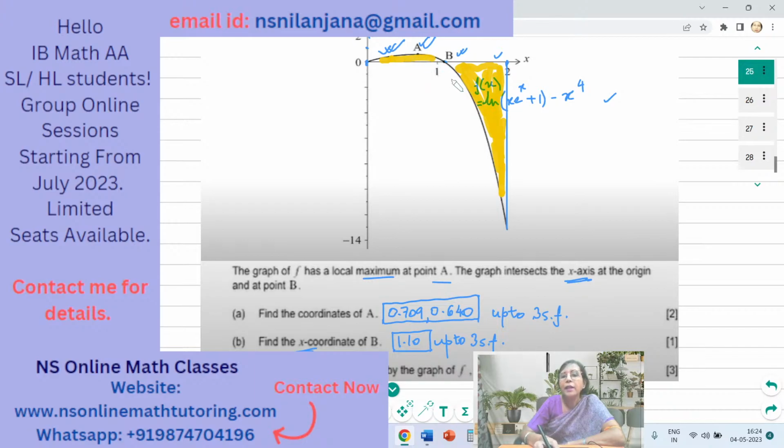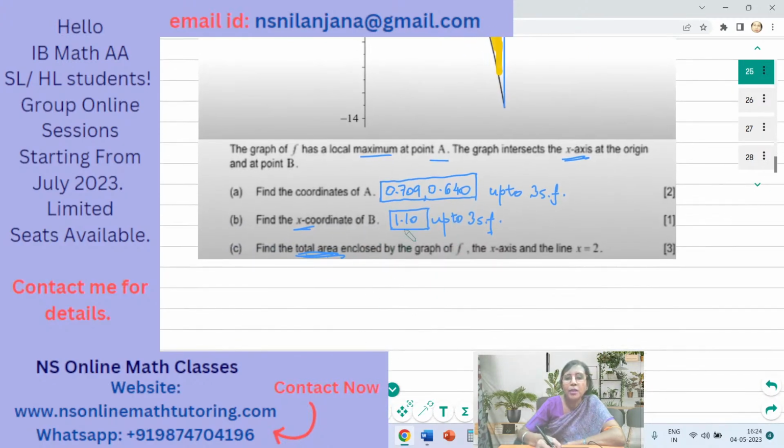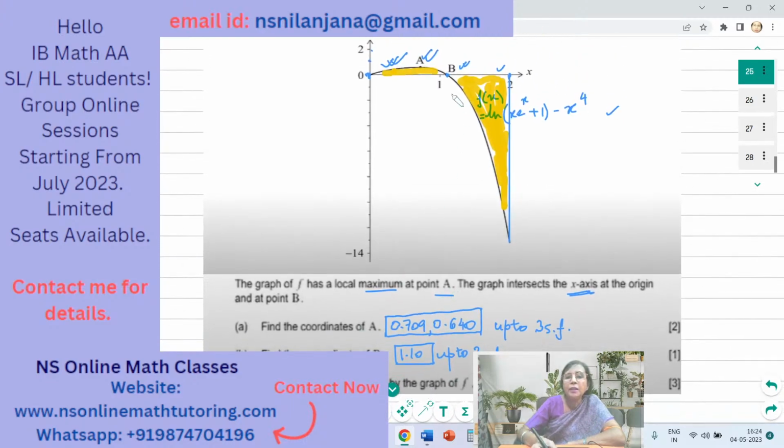How do you get the area? You will be integrating the function expression. And what will be the limits? This will be 0 and this will be, what is the x coordinate of point B? It is 1.1. So it will be between 0 to 1.1. We will be integrating the function expression, that is ln of x times e to the power of x plus 1 minus x to the power of 4. Whatever answer we'll be getting, we'll be taking the limits of the integration, and we will be getting a positive answer because this area is above the x-axis.